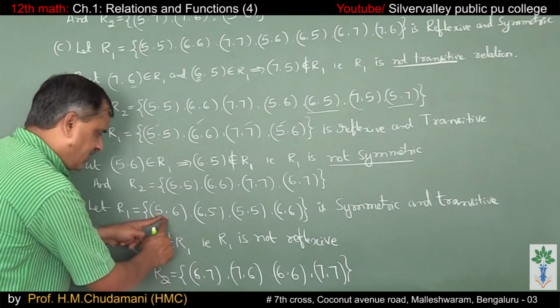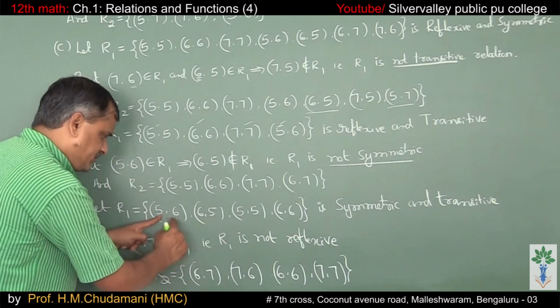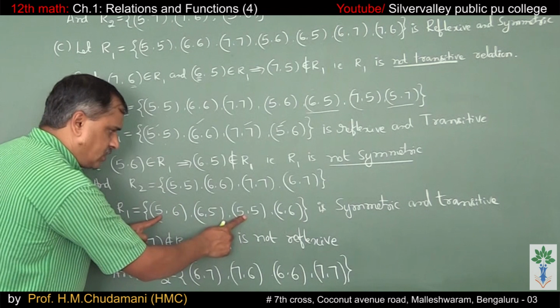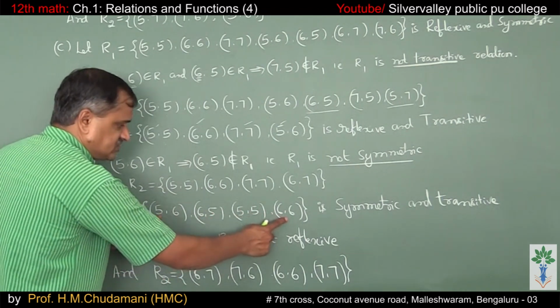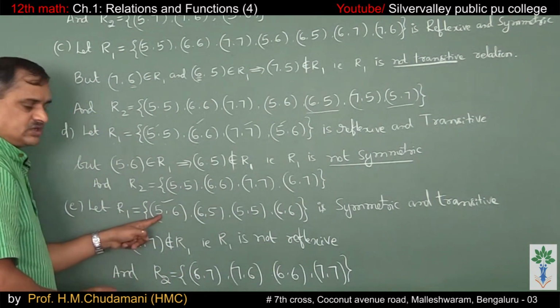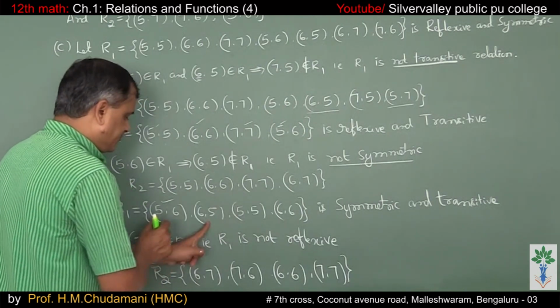Transitive means along with (5,6) you can take (6,5). So we are left with (5,5), it is there. Along with (5,6) you can't take this one, so you can take (6,6). (5,6), (6,6) means (5,6). So this is transitive. Along with the (6,5) you can take (5,6).